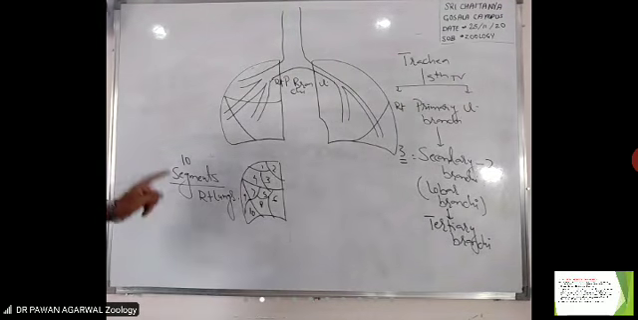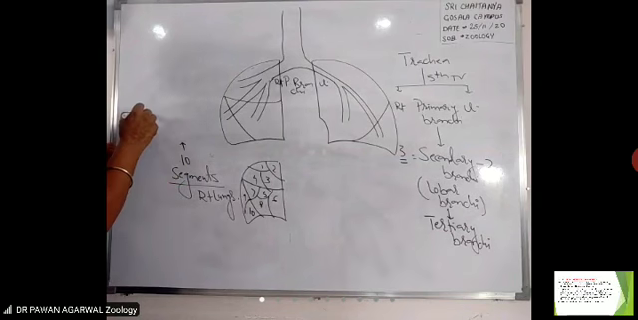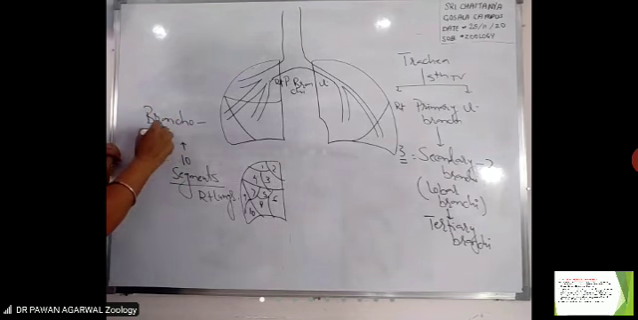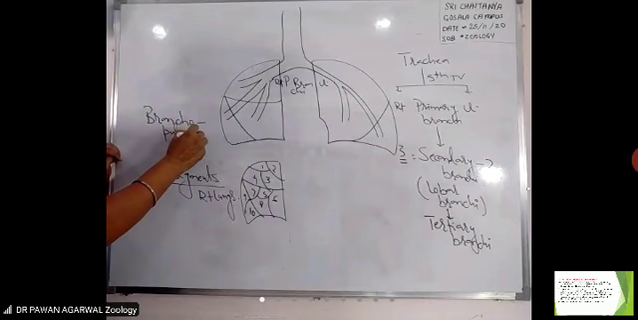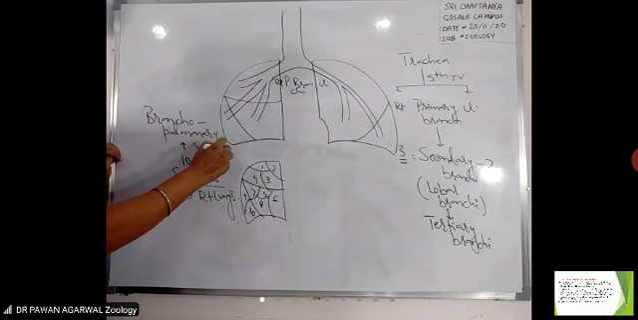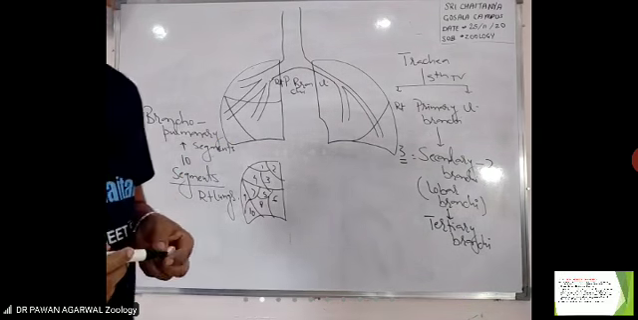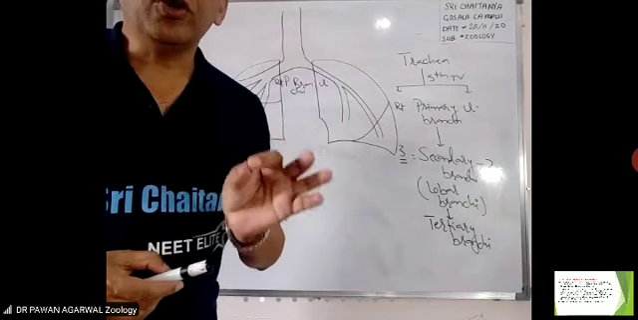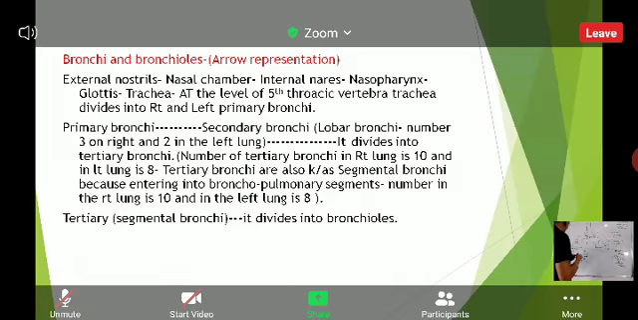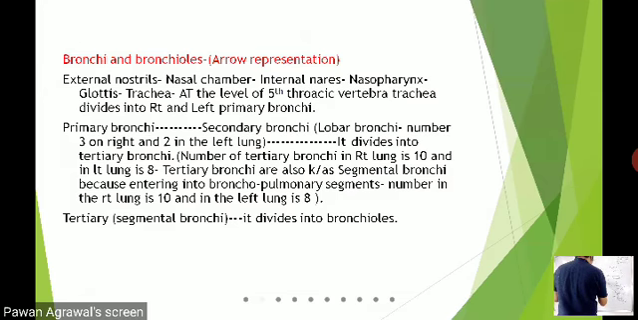They are known as the broncho-pulmonary segments. Are you getting this point? In the right lung, 3 lobes and 10 broncho-pulmonary segments. In the left lung, 2 lobes and 8 broncho-pulmonary segments. This is the point that you have to remember.